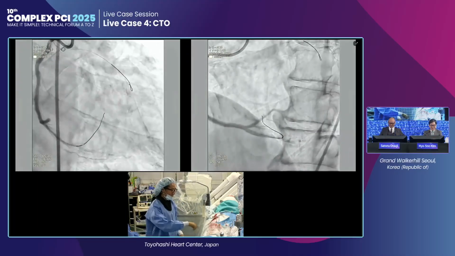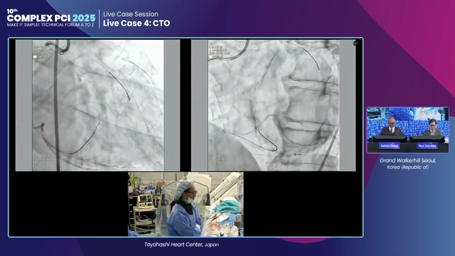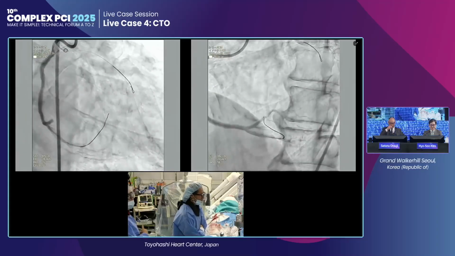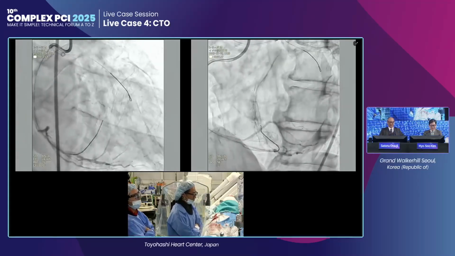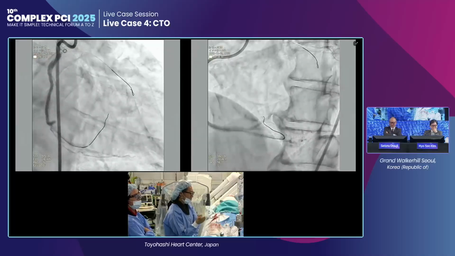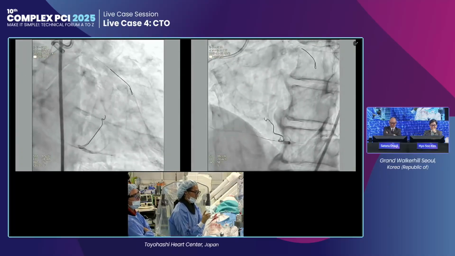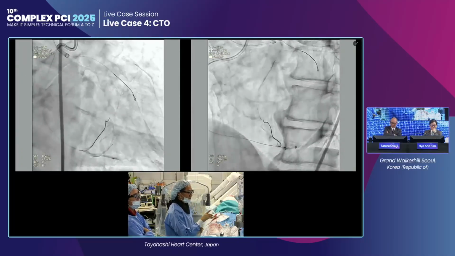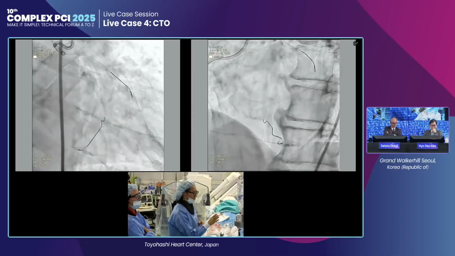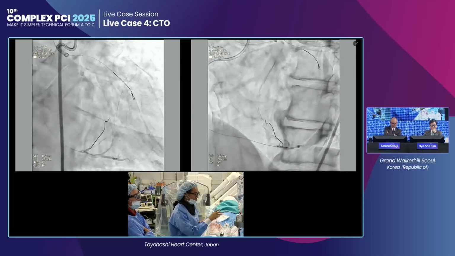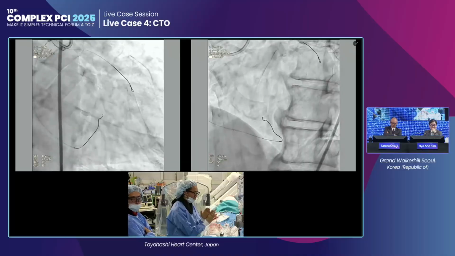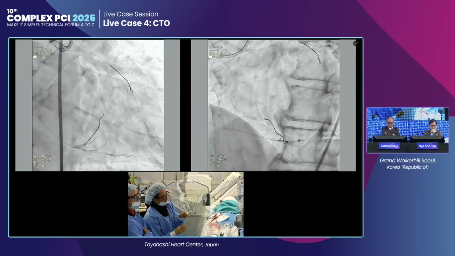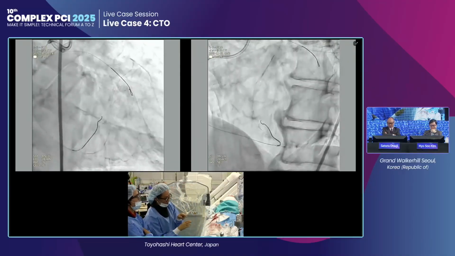Next. And so, this is next. We can see one channel just before this branch. So RAO is completely overlapped. However, in LAO we can see a little bit of the proximal site.